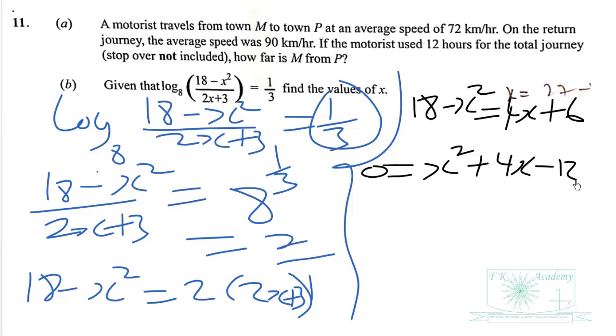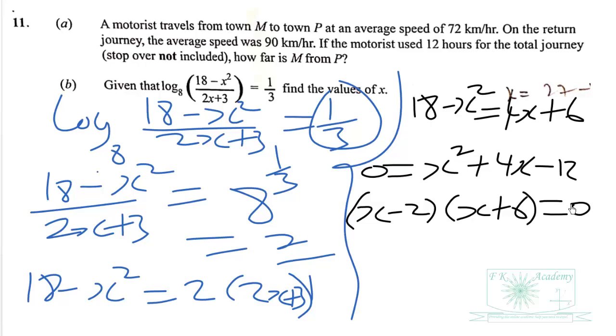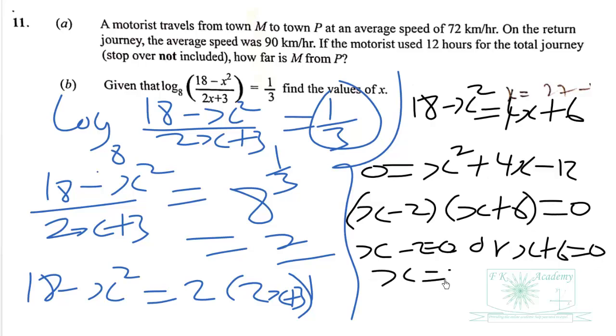So this is a quadratic equation. Two numbers that when we add we get 4, and when we multiply we get negative 12, is 6 and negative 2. So you can factor this as x minus 2 and x plus 6 equals 0. So by the zero product principle, x minus 2 equals 0, or x plus 6 is equal to 0. So x is either equal to 2 or x is equal to negative 6.